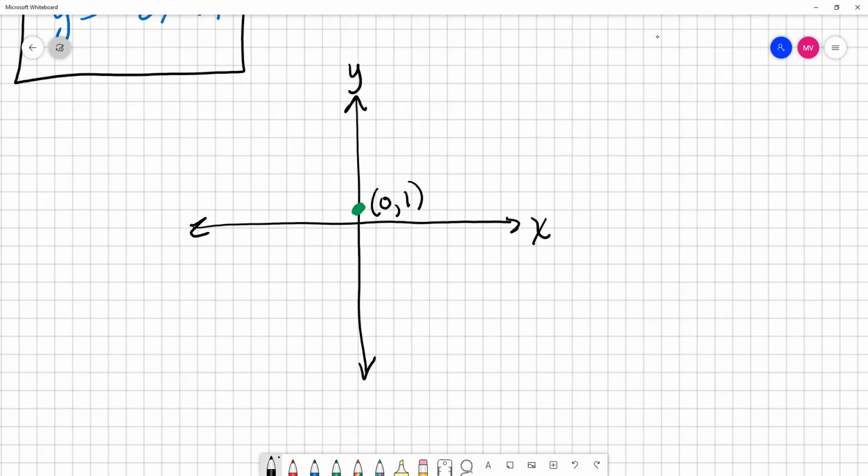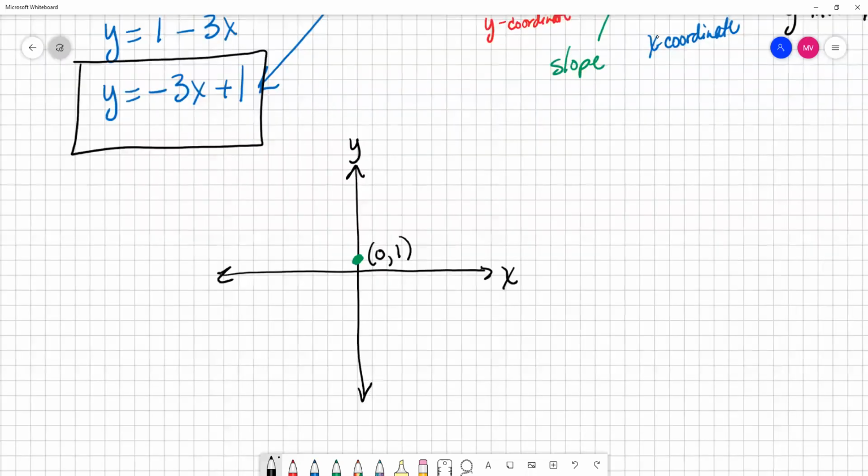What's b? The b is your y-intercept. So because of this equation, we know that it intersects the y-axis at (0, 1) because of our y-intercept, right? That plus 1 in our equation, this guy right here, tells us at what point our line intersects the y-axis. Yes?